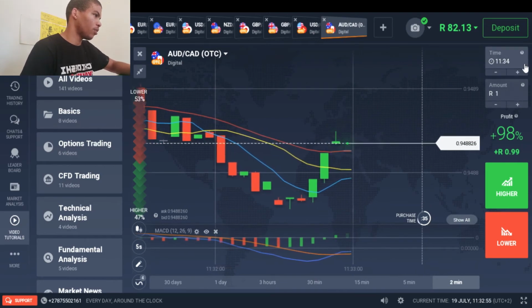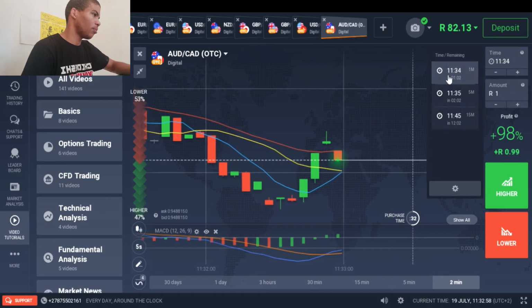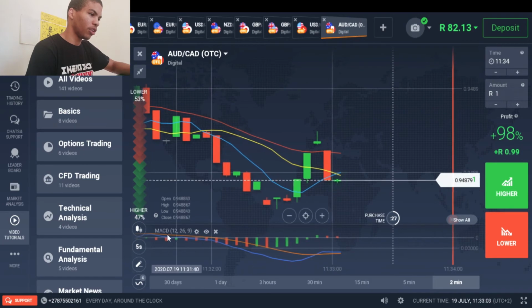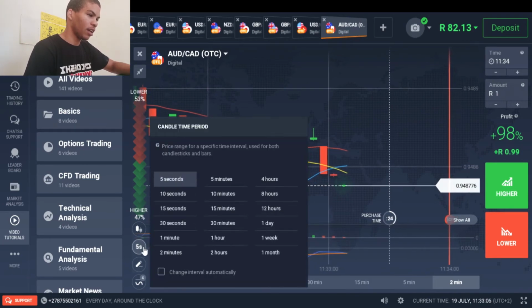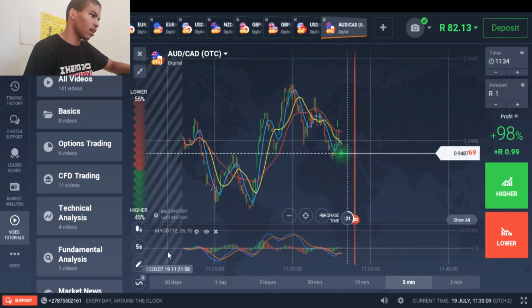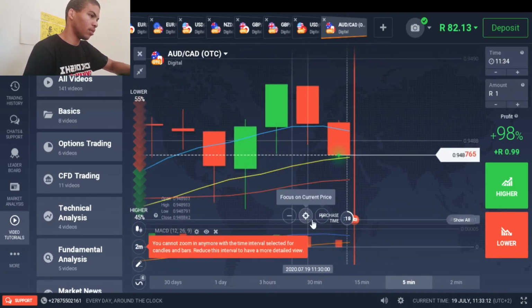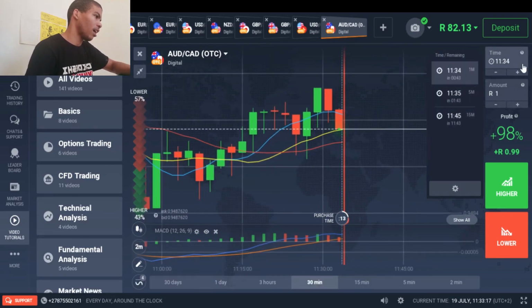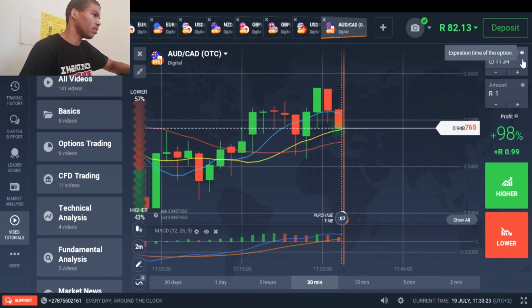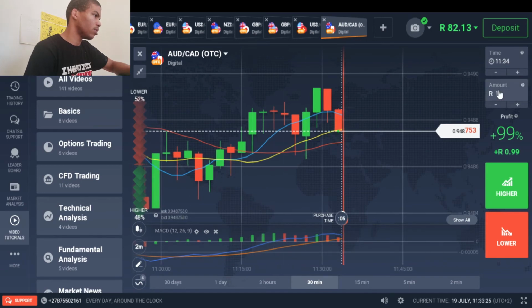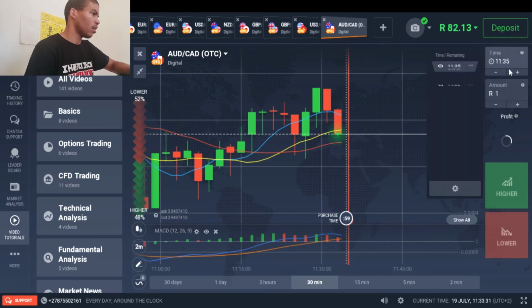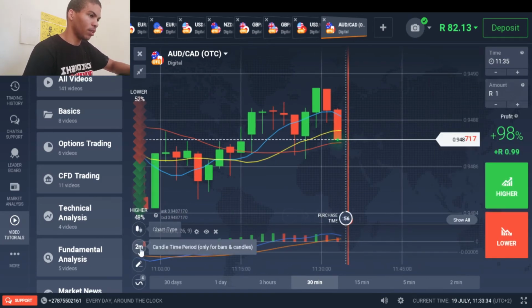Also, you have to go here in the corner and check your time. Make sure it's on the top one always. On the 2-minute method, you would go on your candle period and you would go to 2 minutes. And what you do then is, okay, can't zoom out anymore. What you would do then is you would click here and you would then go to the second one. But I don't know why this one's not showing that. Okay. But anyway, we're not doing the 2-minute method.